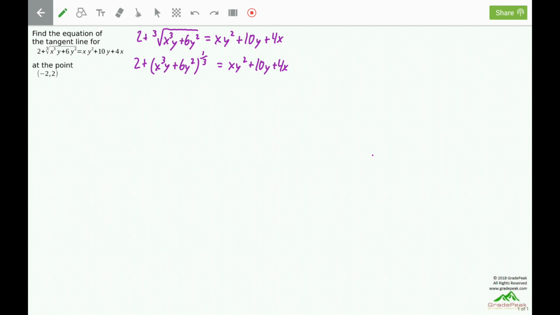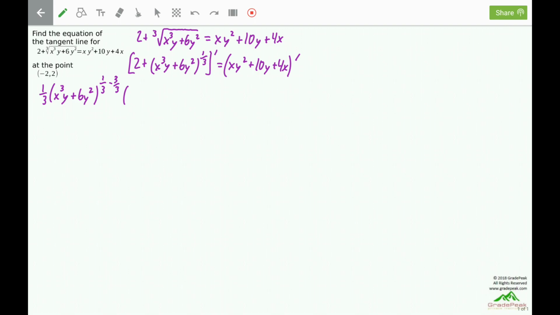To find the slope of the tangent line, we need the derivative. The derivative is found implicitly by taking the derivative of both sides with respect to x, indicated by a prime on both sides. On the left side, the first term is a constant, derivative will be 0. The second term will be a power rule. We'll bring the power down, leave the inside alone, subtract 1 from the power, I will call that 3/3, and then multiply by the derivative of the inside to complete the chain rule.